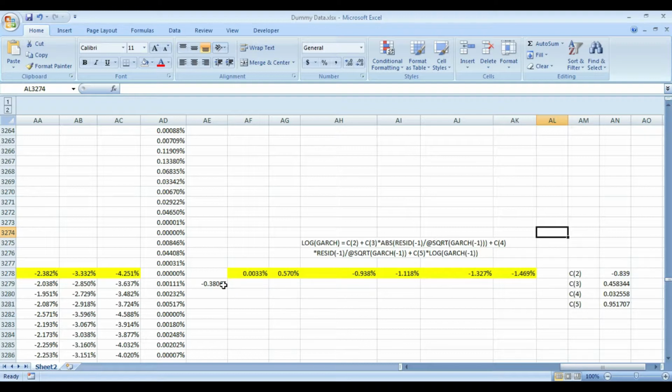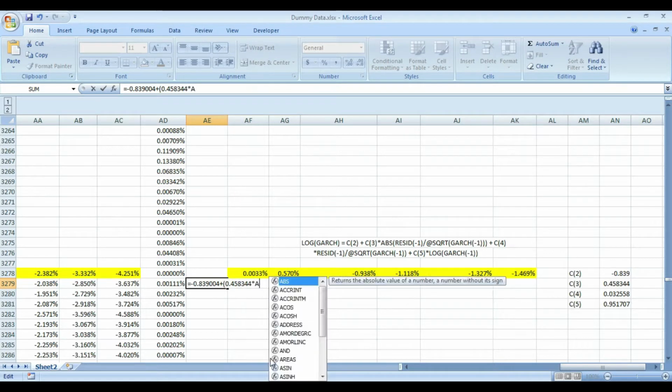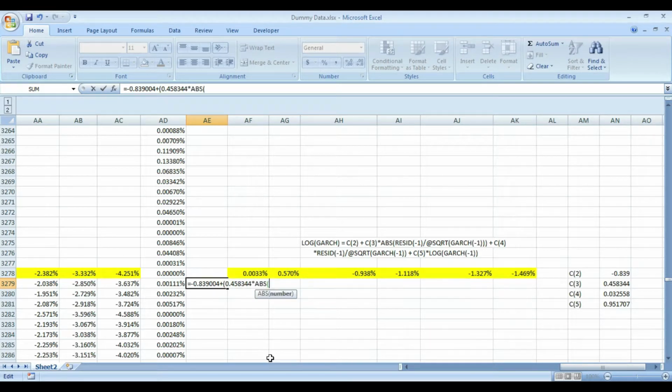So we'll simply go ahead and estimate our equation, which states C3, which is this, I will enclose this in brackets, C3 multiplied by absolute residual t minus 1.